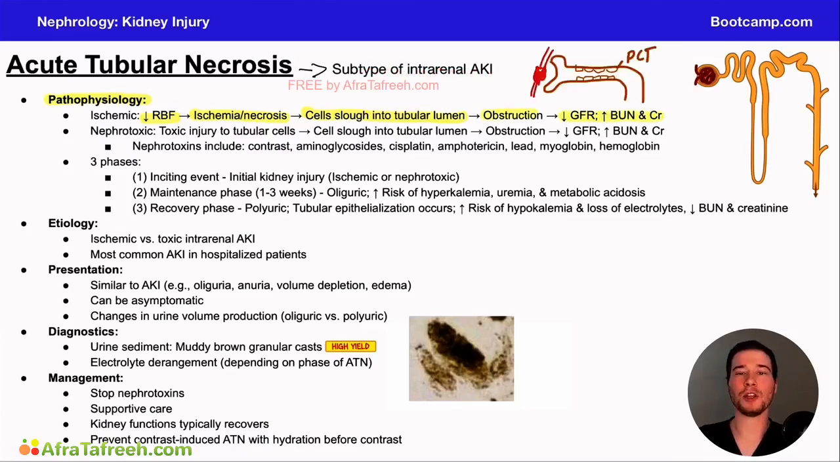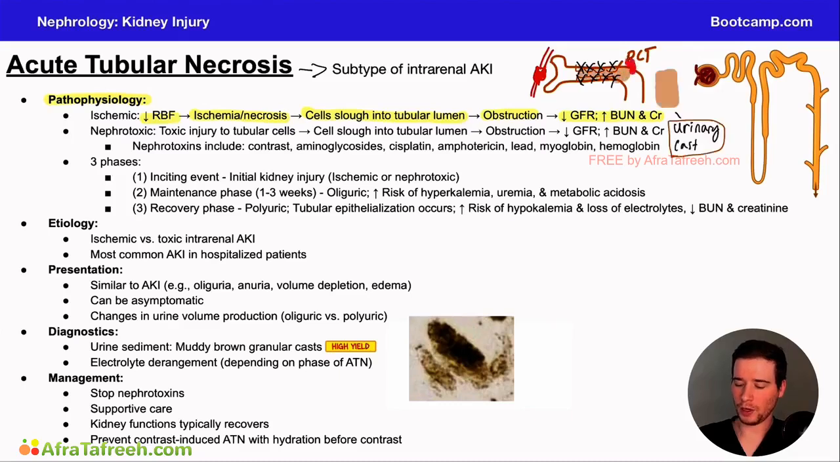Well, if we look at our PCT, for example, it's lined with a variety of cells. If these cells are ischemic, if they don't get enough blood flow, they necrose and they die off. Well, they're going to die off into the lumen. So we get necrosis of these cells. I'm wiping them out with a black X. And what happens is that they actually fall off into the lumen and they create an obstruction. They create what's called a cast in the lumen. And this urinary cast is the obstruction that causes there to be an increase in retrograde pressure into the glomerulus.